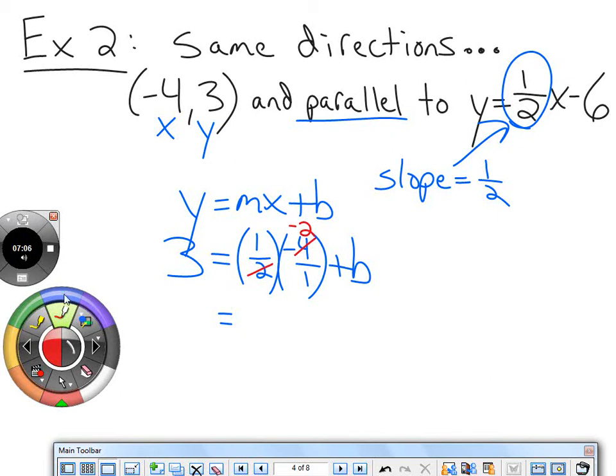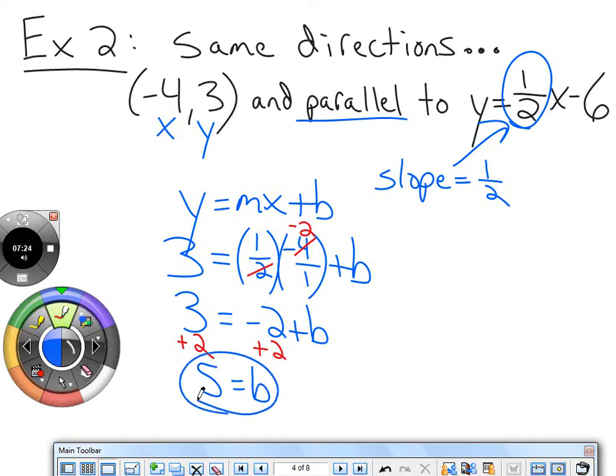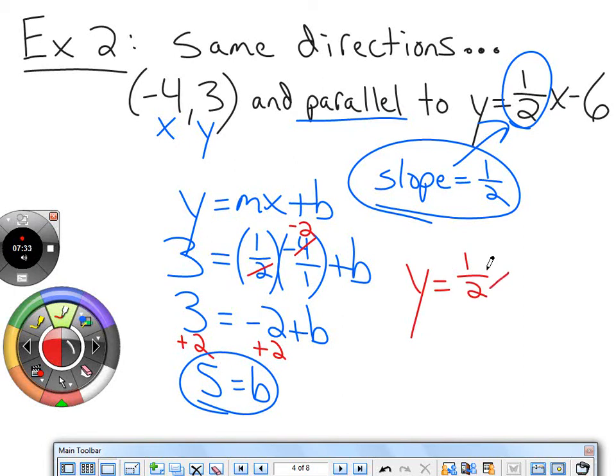So that gives us -2 plus b equals 3, and then we'll just add the 2 over to solve for b. So we add the 2 over, and we're going to say that b equals 5. So we had the slope, now we figured out the b, and we write our equation. That's our final answer. y equals 1/2 x, and then plus the 5. Okay? Those are the parallel ones.